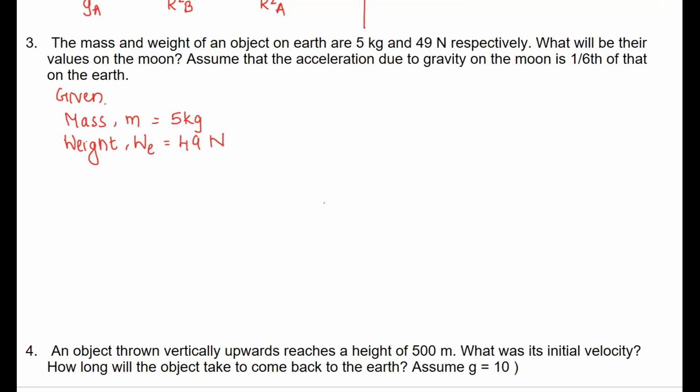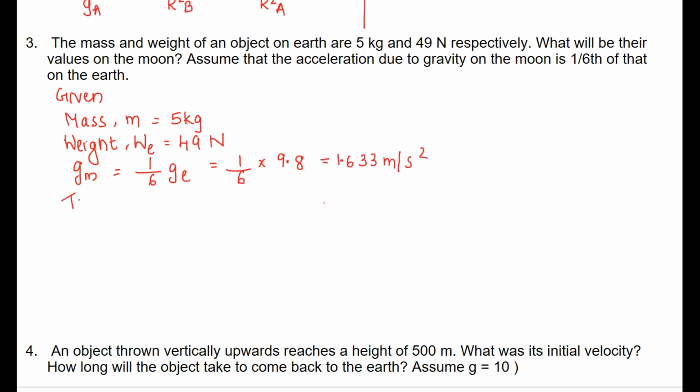What will be their value on Moon? We have to find out the mass and weight of the object on Moon. Assume that acceleration due to gravity on moon is 1/6 on Earth. So acceleration due to gravity on moon is 1/6 times acceleration due to gravity on Earth. We know that the value of acceleration due to gravity on Earth is 9.8 meter per second square. So 9.8 divided by 6, we will get 1.633 meter per second square.